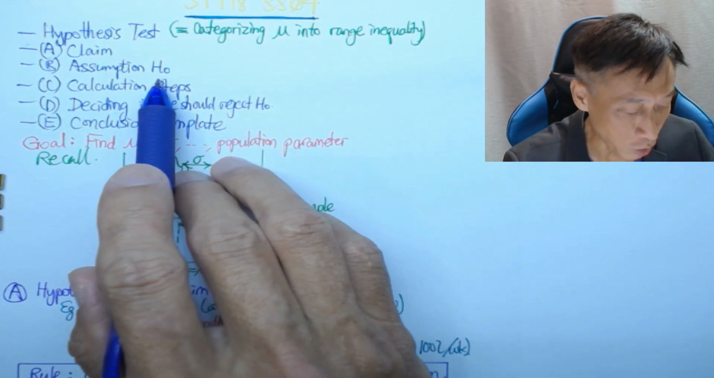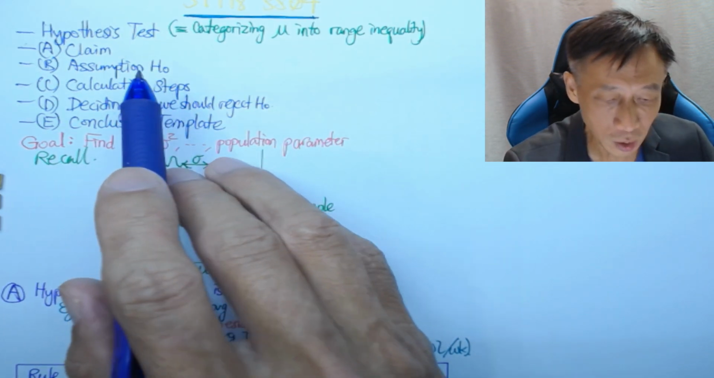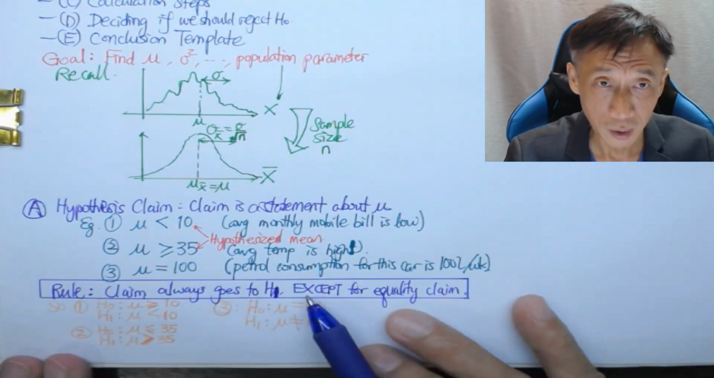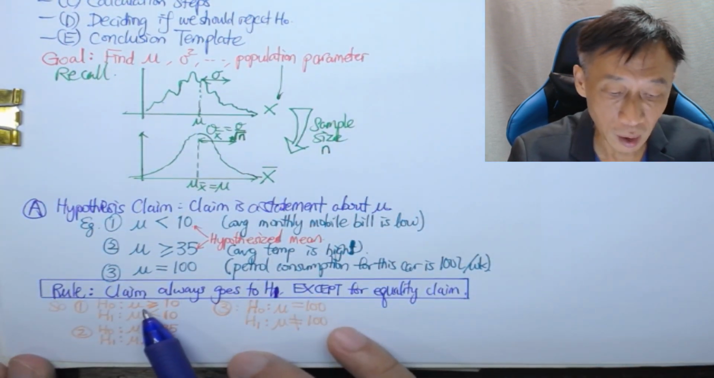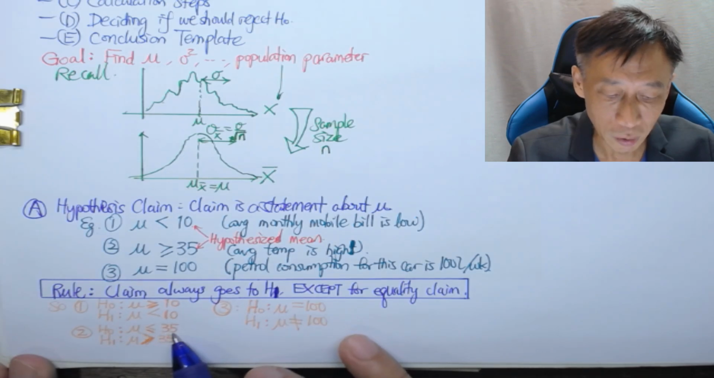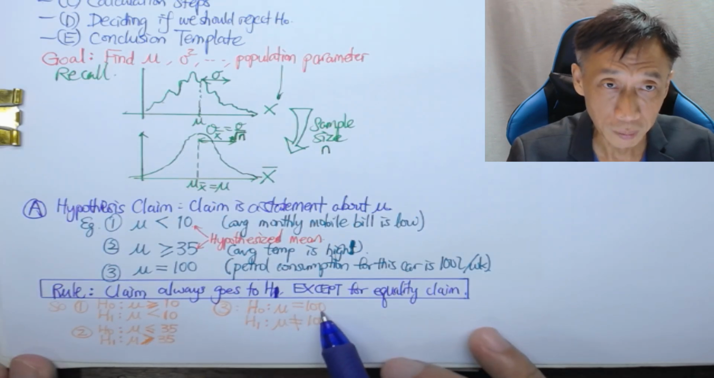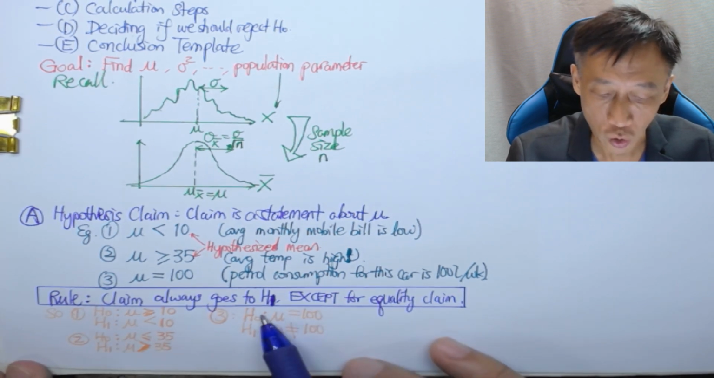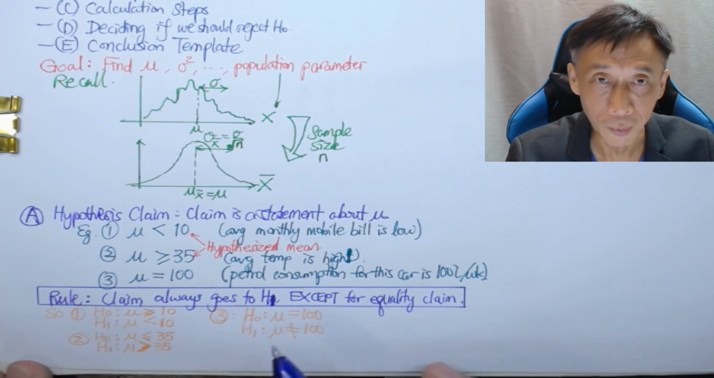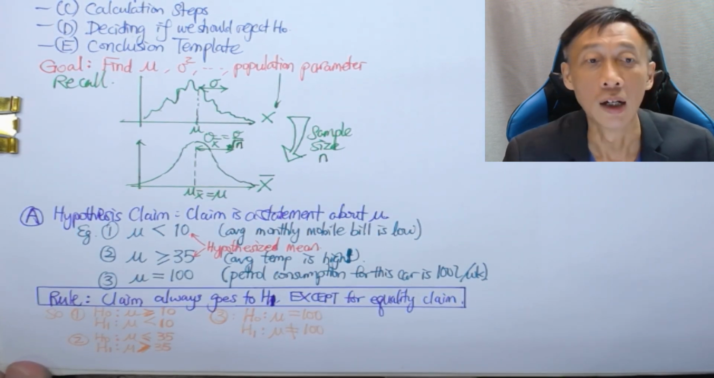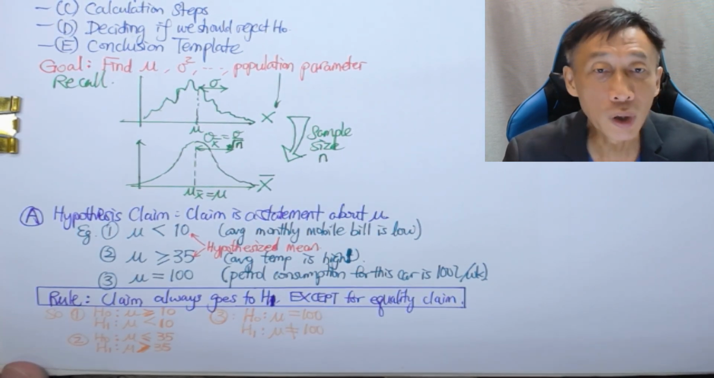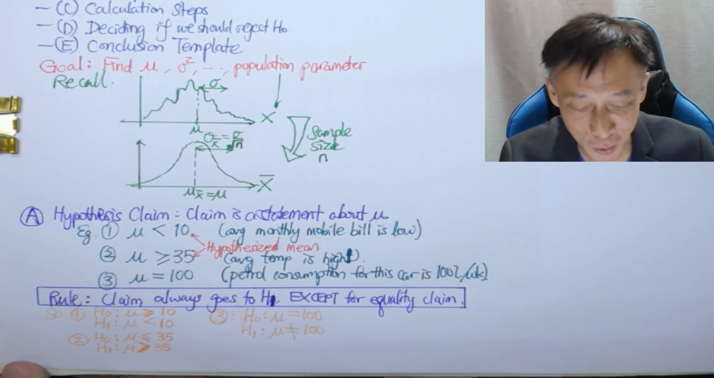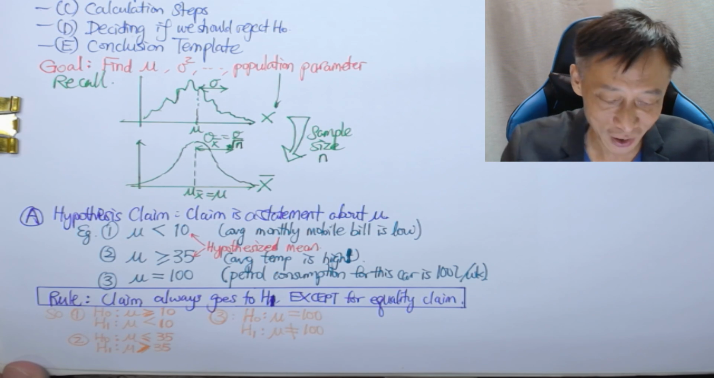Assumption of H naught means we assume it is true. Remember what H naught is? H naught is the statement about mu. The H naught is the statement that mu is greater than or equal to 10, mu is less than or equal to 35, mu is equal to 100. Notice that the equal sign is always attached to H naught. That's why we have this exception. Okay, this is a convention, not invented by me, but agreed upon by all statisticians in the world from the past and into the future, including yourself in the next generation.